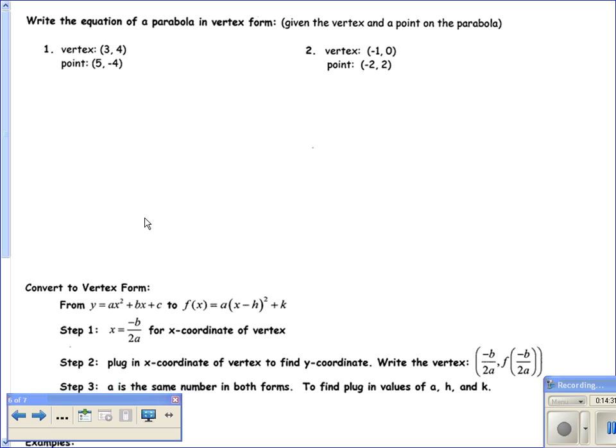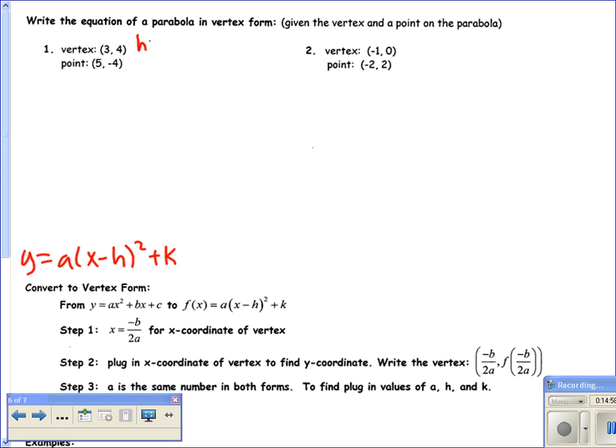So now let's do the next point. It says, write the equation of a parabola in vertex form, given the vertex and a point. Now we're going backwards. So for this, you have to remember what your equation is. And your equation, I'm just going to write down here, is y equals a times x minus h squared plus k. So remember, your vertex is your h and your k.